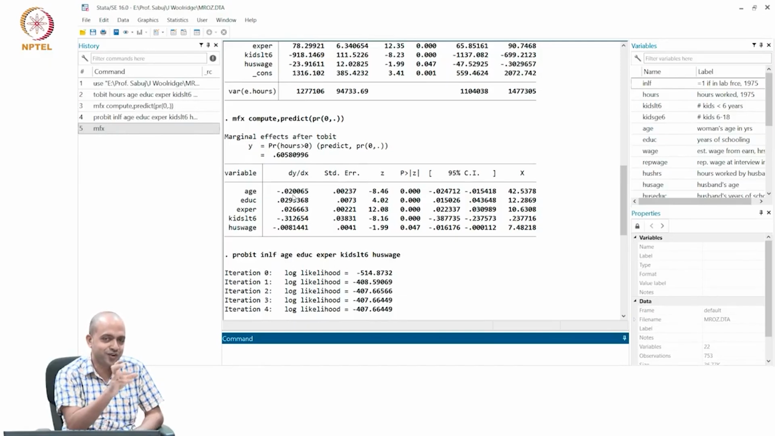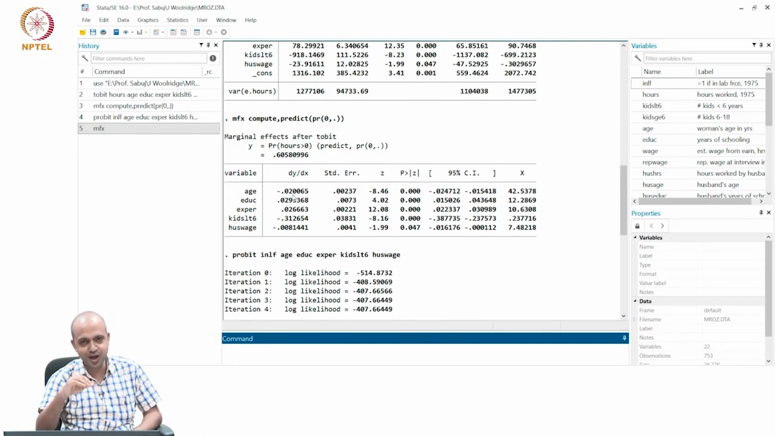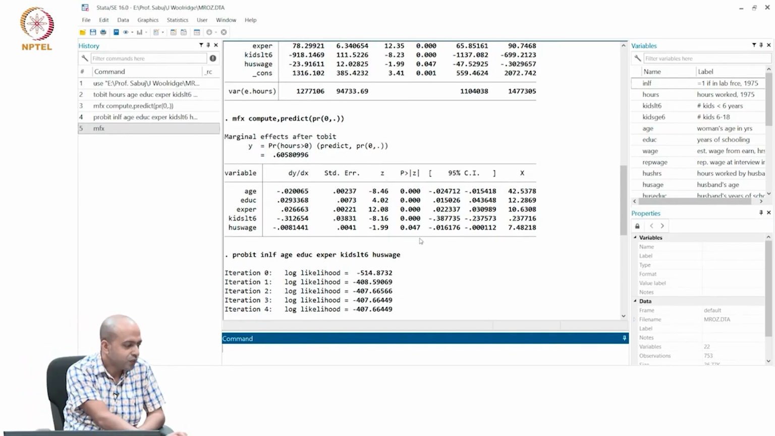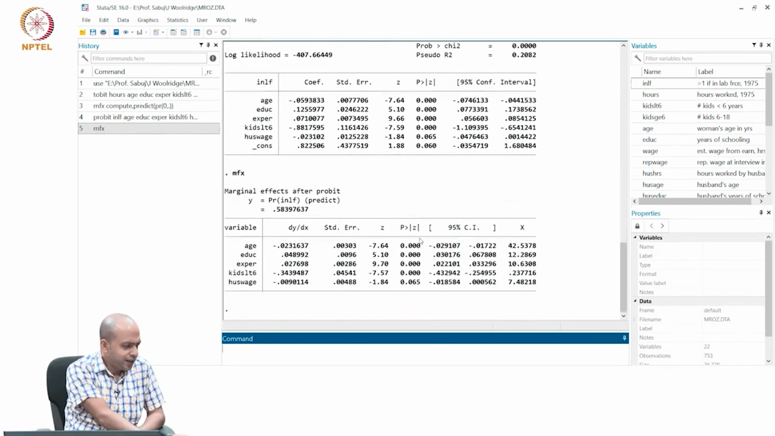That is why we said that the first stage is like estimating a Probit model, whether the married women will participate in the labor force or not. Once they participate, then we can actually observe the positive amount of labor supply, and then we can get the elasticity of that amount of labor supply with respect to any of your explanatory variables, right.